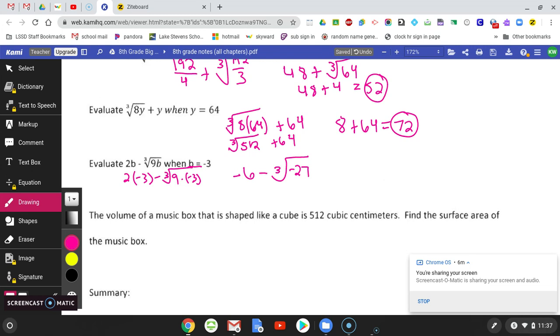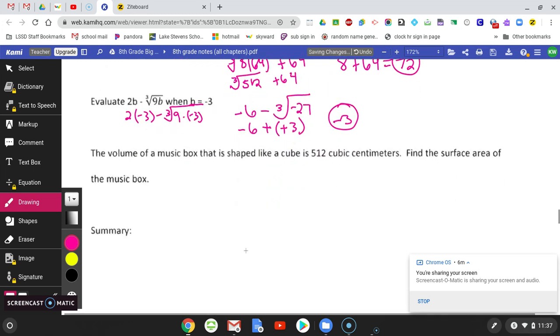All right, what is the cube root of negative 27? Well, 3 times 3 times 3 is 27, which means that's a negative 3. So it's minus a negative 3. Minus a negative, remember, is the same thing as plus a positive. So it's negative 6 plus 3, which gives me negative 3.